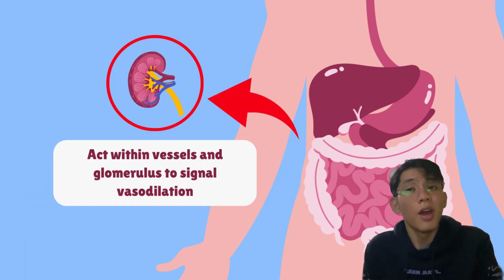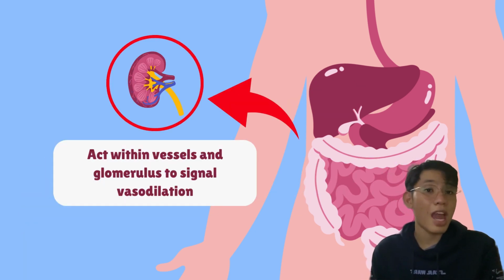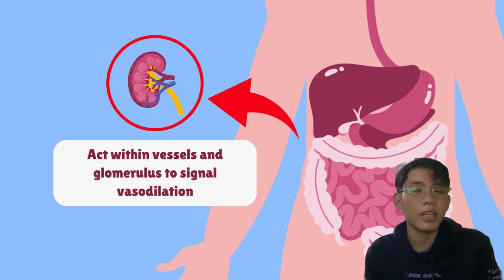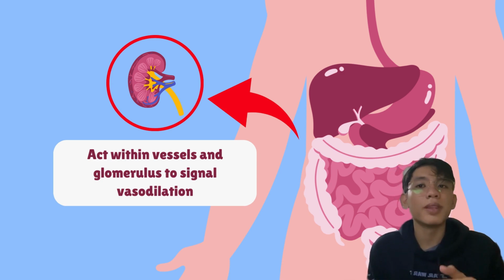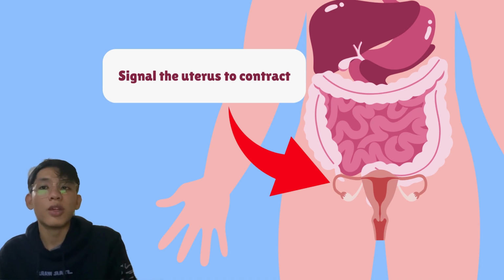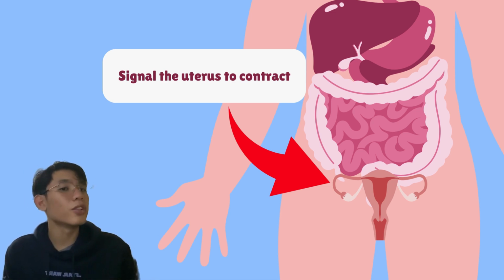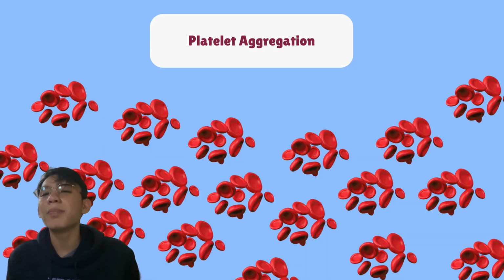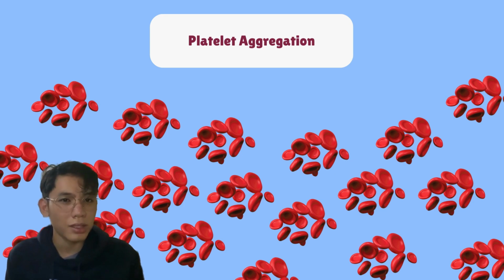Within the kidneys, prostaglandins act within the vessels and the glomerulus to signal vasodilation, which is important to maintain glomerular filtration rate. In the reproductive system, they signal the uterus to contract. And lastly, they play an important role in platelet aggregation. In relation to my example, thromboxanes actually play quite the same function.